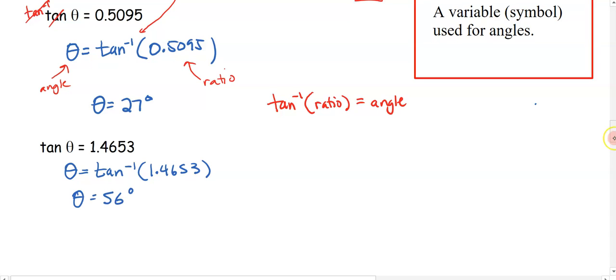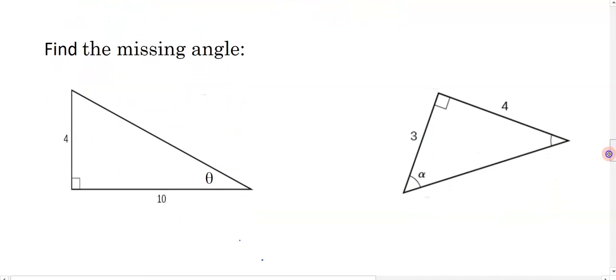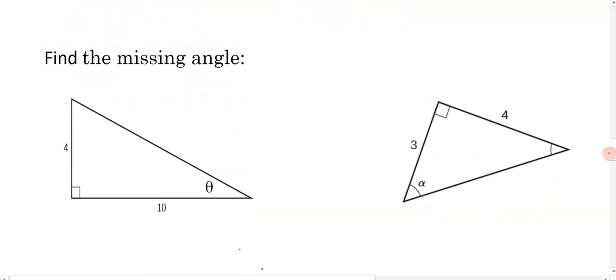Okay, so that's finding an angle, but I don't always just give you the ratio. Sometimes you have to find the ratio first. So in this case, if I want to find this angle, I first need to find the ratio. So what is the tan of theta? Well, the tan of theta is defined as the side opposite as compared to the side adjacent. So the ratio is 4 over 10, or 0.4.